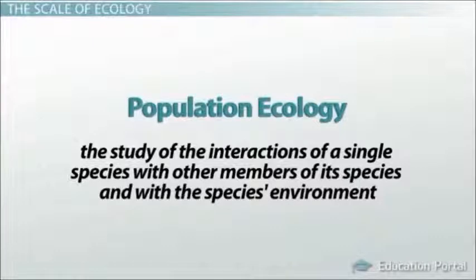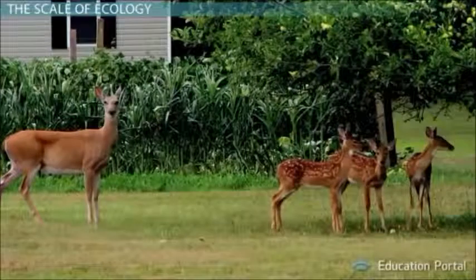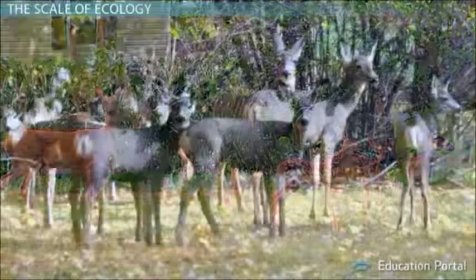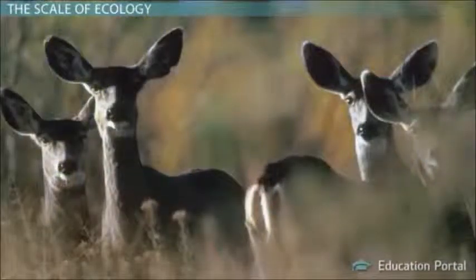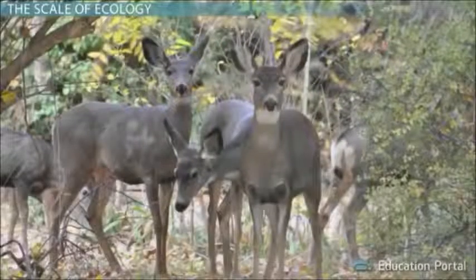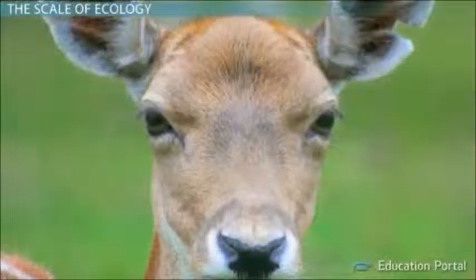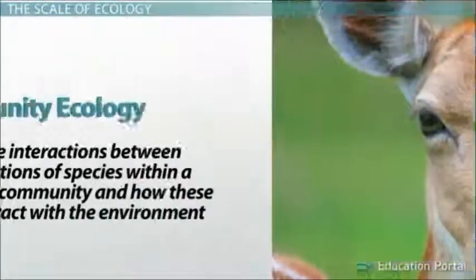Population ecology is the study of the interactions of a single species with other members of its species and the species' environment. Population ecology deals with problems that are on a smaller scale and influence a single species within the environment. An example of population ecology would be a study on the distribution of herds of deer.